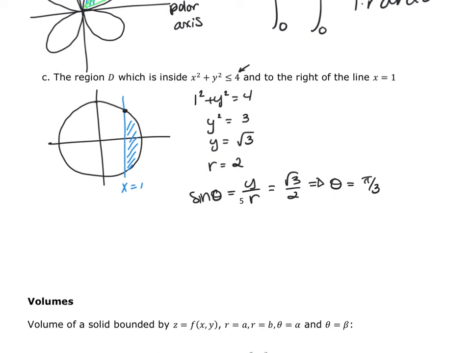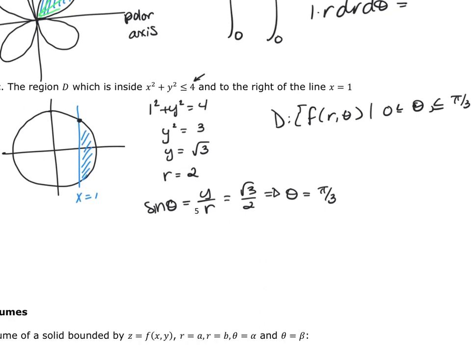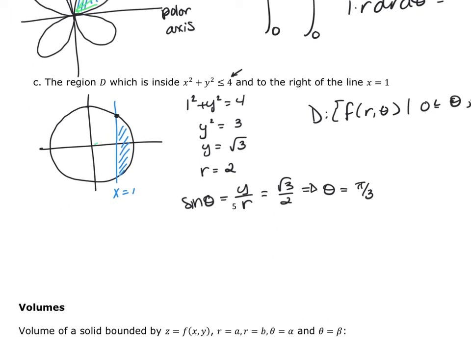So I know what my theta runs between. So doing my region, f comma r theta, my theta is going to run between 0 and pi over 3. Now I just have to figure out what's happening with r. Now we know that the largest r is going to become is 2. So we know that the upper part of r is 2. What we have to do is figure out this lower part. And we have x is equal to 1.